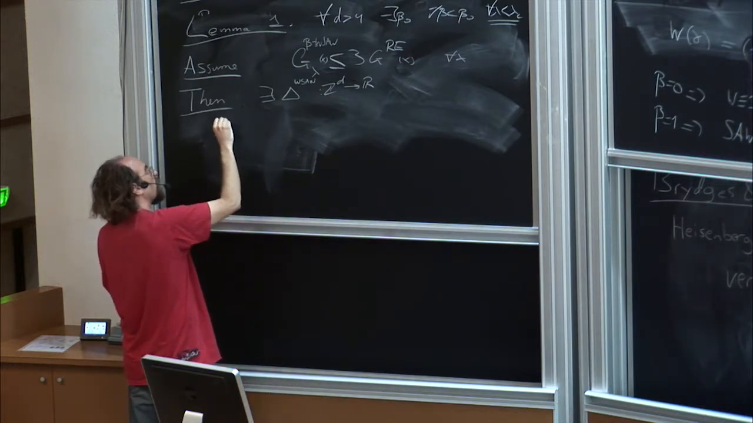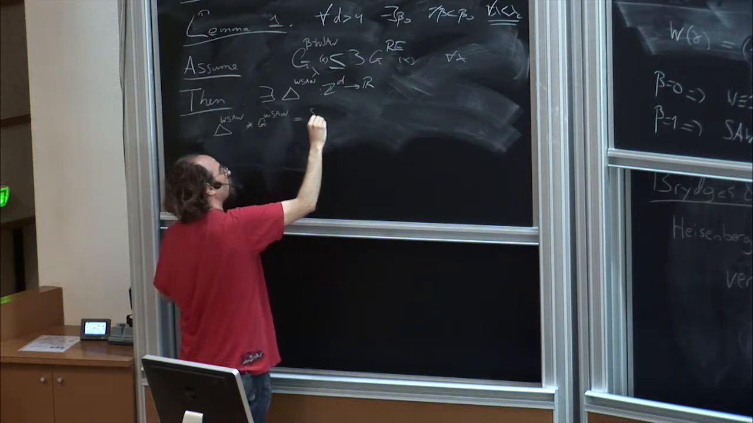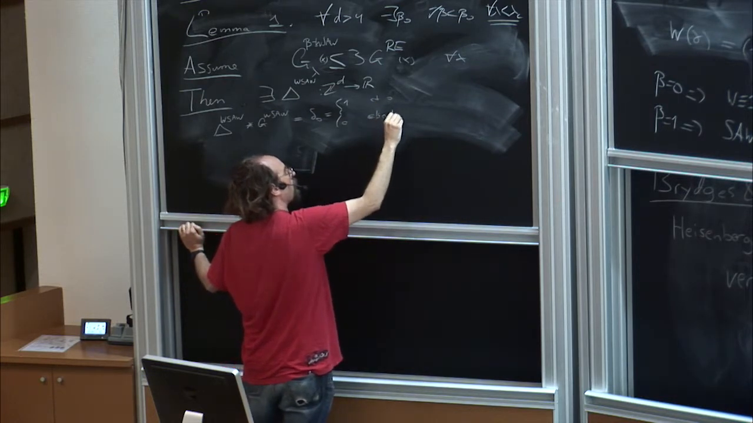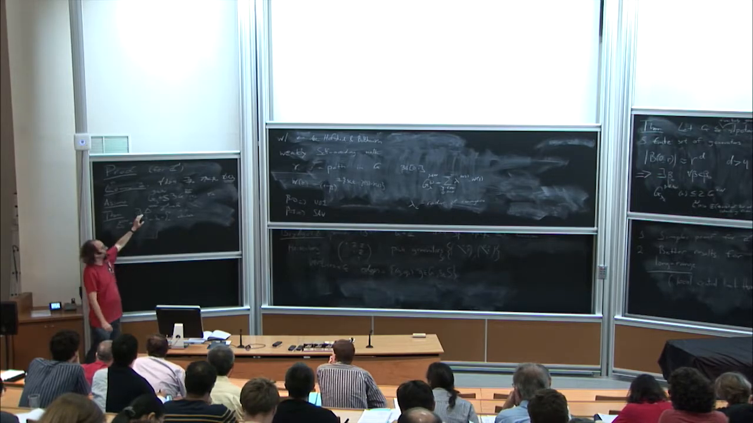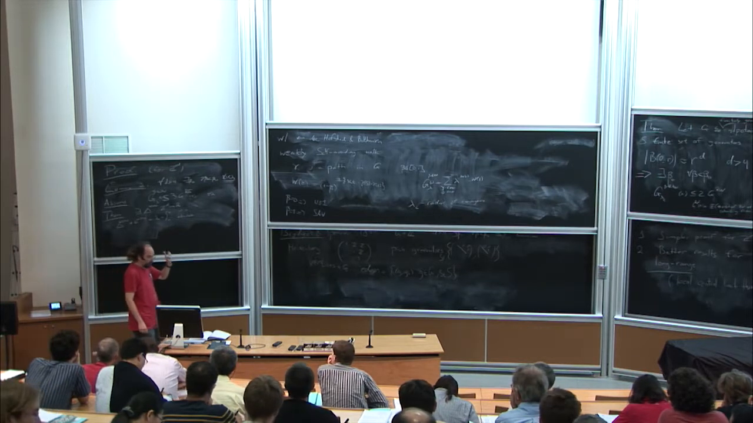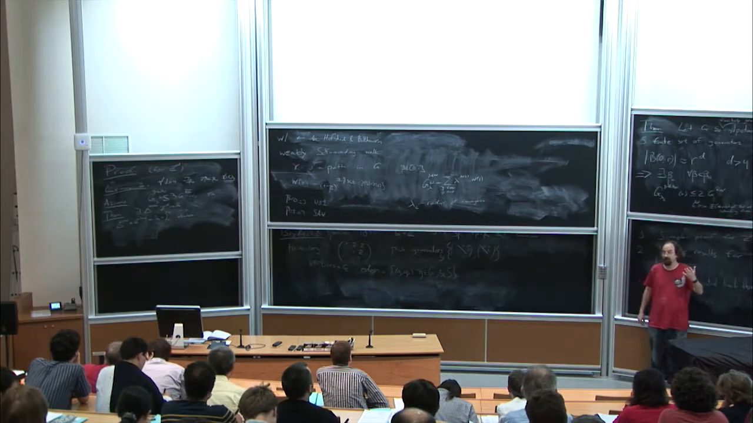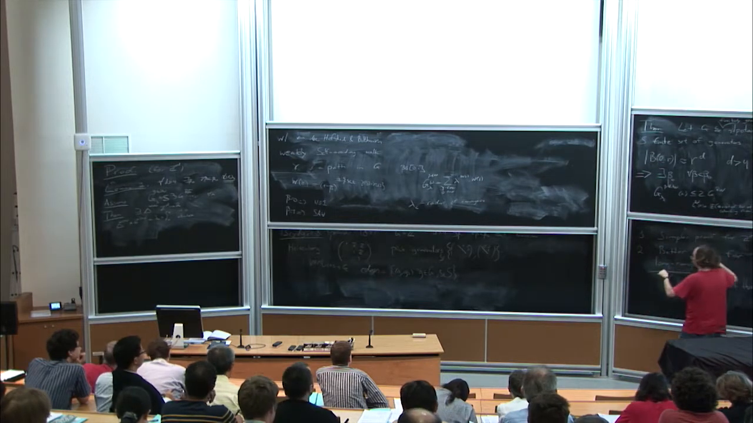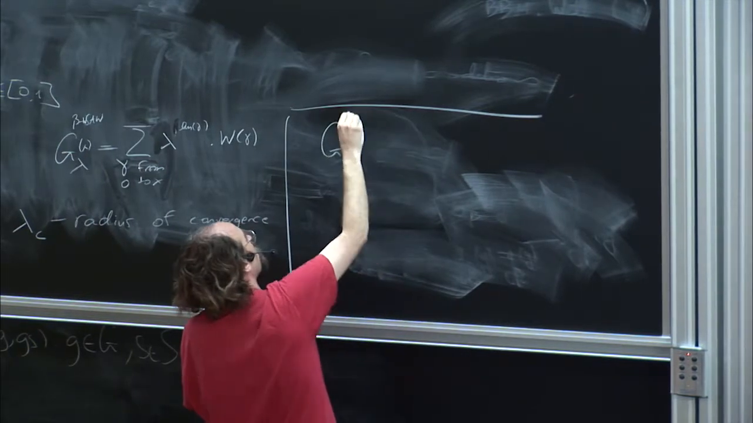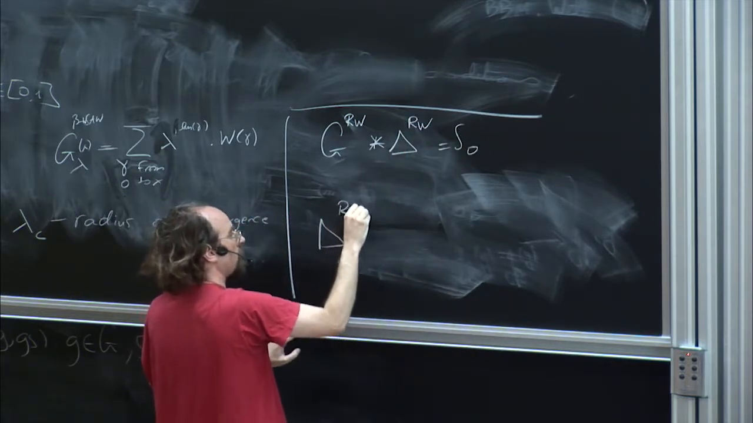First of all, its convolution with the Green function is just the delta. Why did I call it delta? It's the analog of the Laplacian for the simple random walk. If you have the simple random walk, then I hope most people here have seen that if you take the usual Green function of the random walk and you convolve it with the usual Laplacian, then you get delta zero.